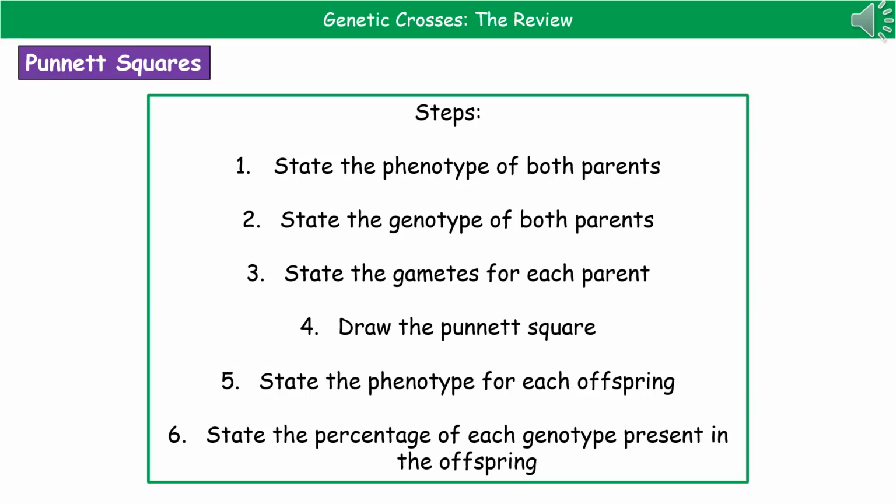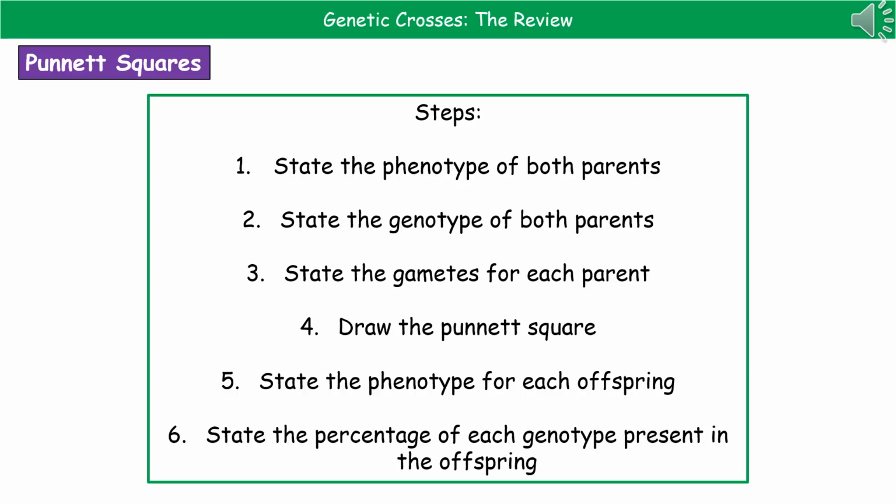If they ask you to draw a genetic cross or a Punnett square for any particular scenario, then there are 6 key steps to follow to get it right each time. So the first thing, you need to state the phenotype of both of the parents. Secondly, you state the genotype of the parents.